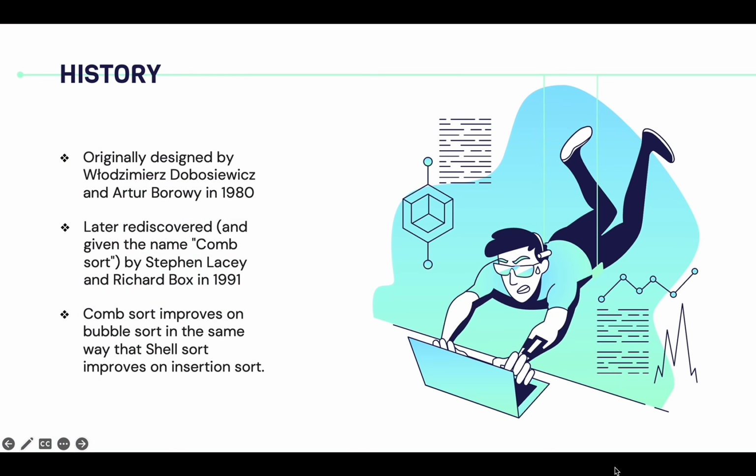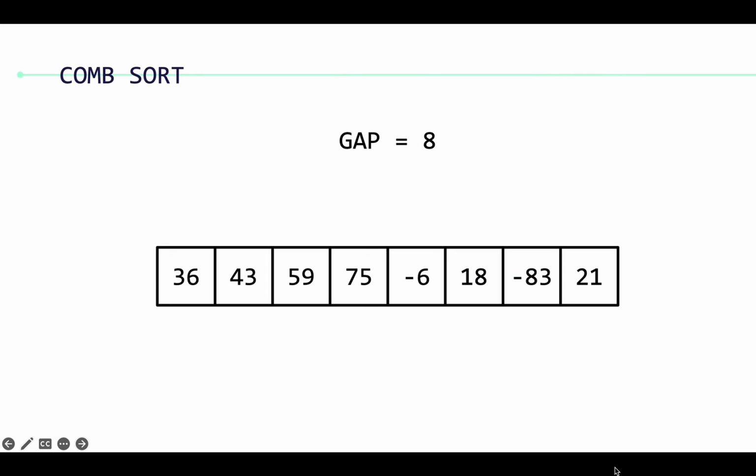About some of the history of this algorithm. This algorithm was designed by two experts whose names I don't know how to pronounce in the 1980s, and then it was later rediscovered and given the name CombSort by Stephen Lacey and Richard Box in 1991. It is an improvement over bubble sort, just like the way shell sort improved over insertion sort. So let's get into an example for us to have a better image of this sorting method.